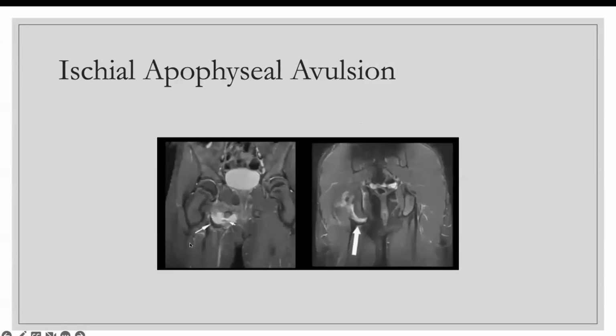This is the evidence of the bony edema and effusion on the MRI for this ischial apophyseal avulsion. So if you're getting the X-ray and it doesn't look too clear, you should have a low threshold to go get further imaging to make sure we rule this out.